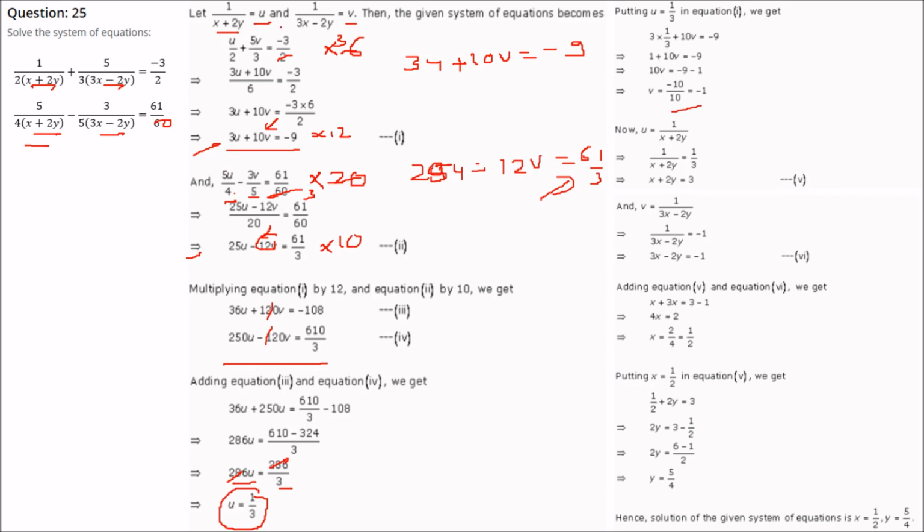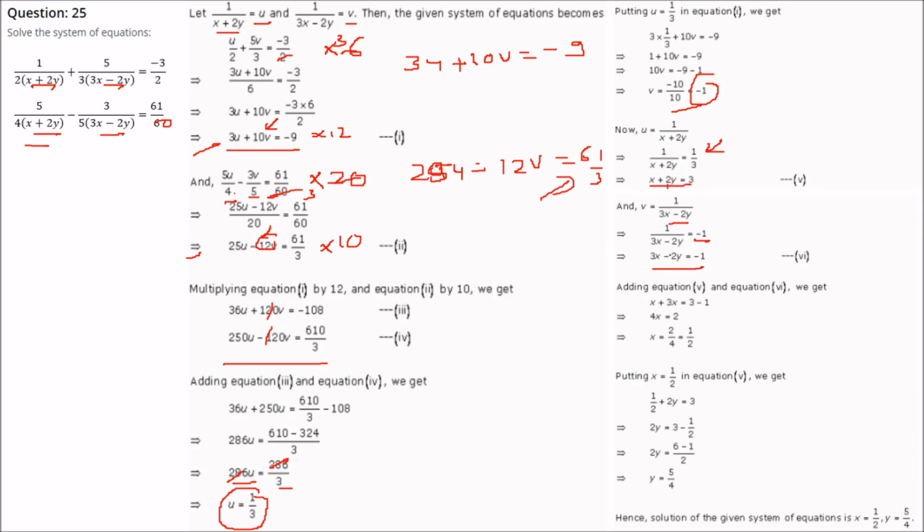But what you have done is, you have assumed 1 by x plus 2y equal to u. So 1 by x plus 2y was actually 1 by 3. This is u. And 1 by 3x minus 2y, what we got is minus 1, v. So it is equal to minus 1. So now this equation becomes x plus 2y equal to 3. This equation becomes 3x minus 2y equal to minus 1.